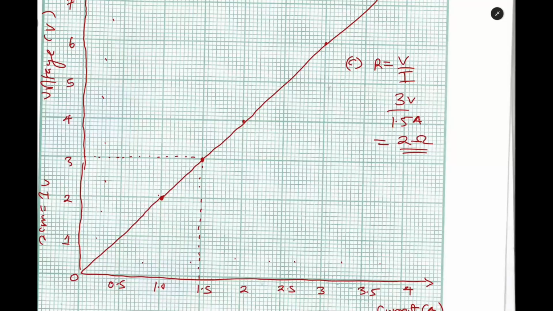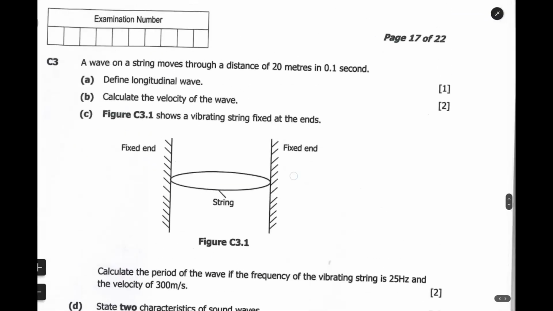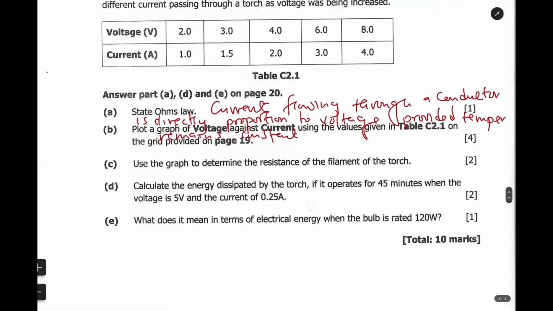So this is a straight line, so any point that I pick is going to give me the same. If I want, I can pick this one, which is 4 and 2. 4 divided by 2 will still give me 2. Okay? So I've answered question C. Then let us go to question D.